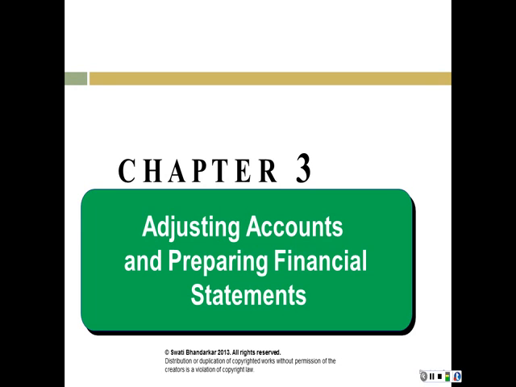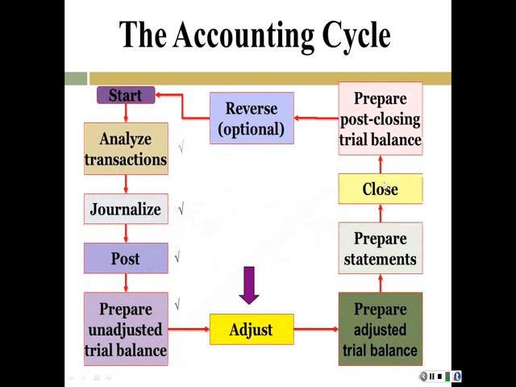And then we will prepare an adjusted trial balance and then go through the closing process that would get us ready for the next accounting cycle. And once that is done, we prepare a post-closing trial balance. So Chapter 3 concludes the accounting cycle, so to speak. And so we're going to start our discussion by looking at this accounting cycle.